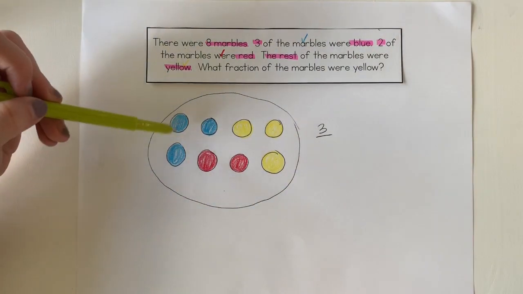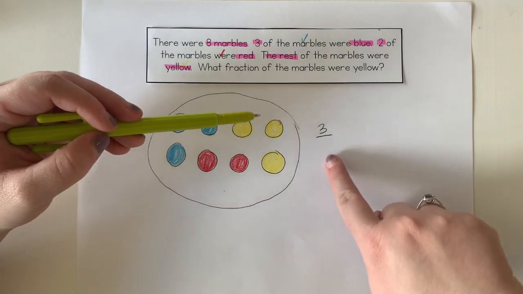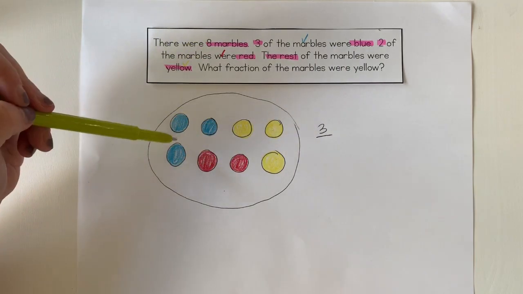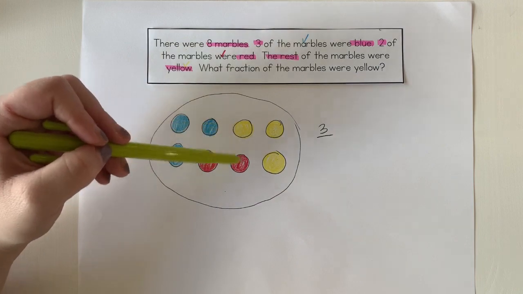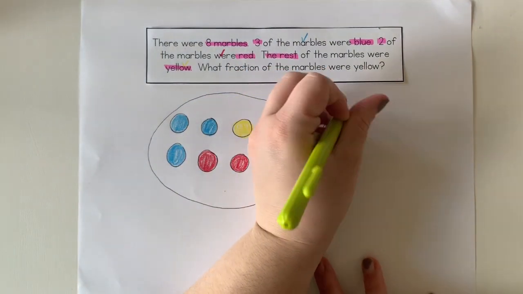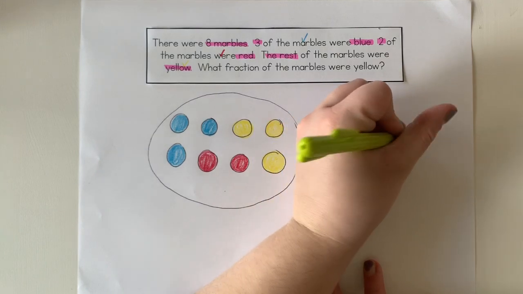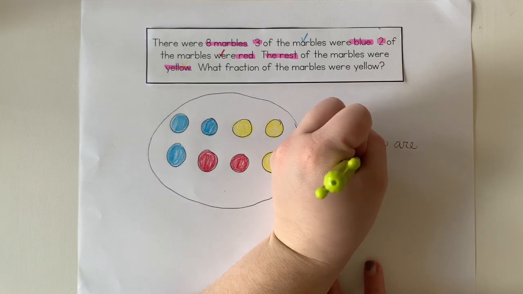So I need to count the 3 blue, 2 red, and 3 yellows to get my total. So I should have 8. 1, 2, 3, 4, 5, 6, 7, 8. So 3 out of 8 marbles are yellow.